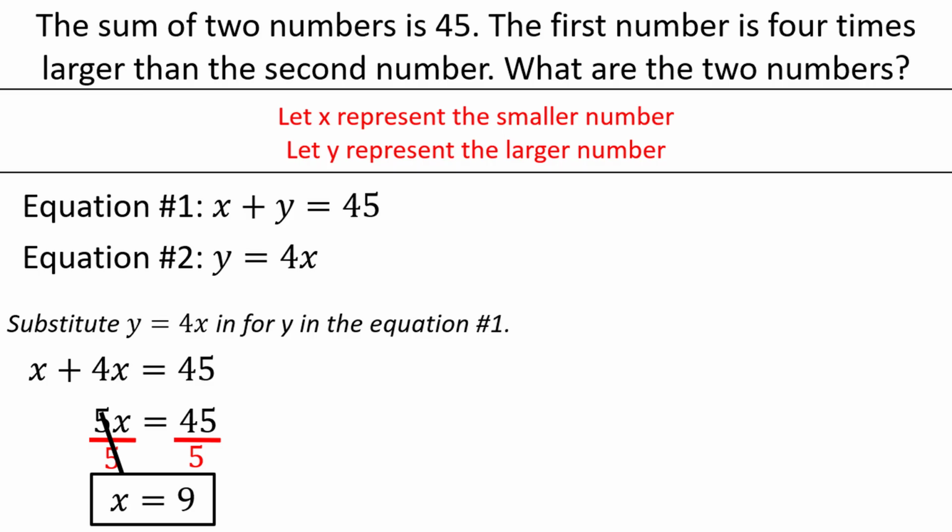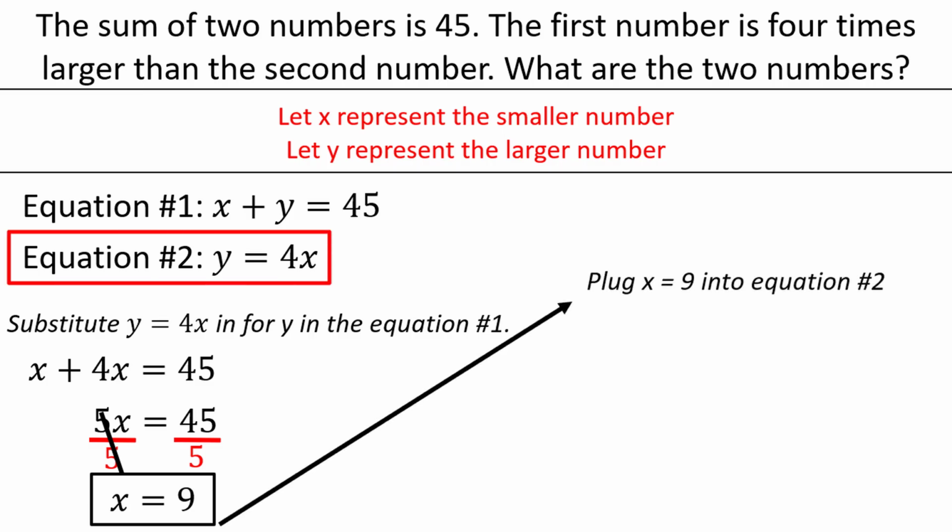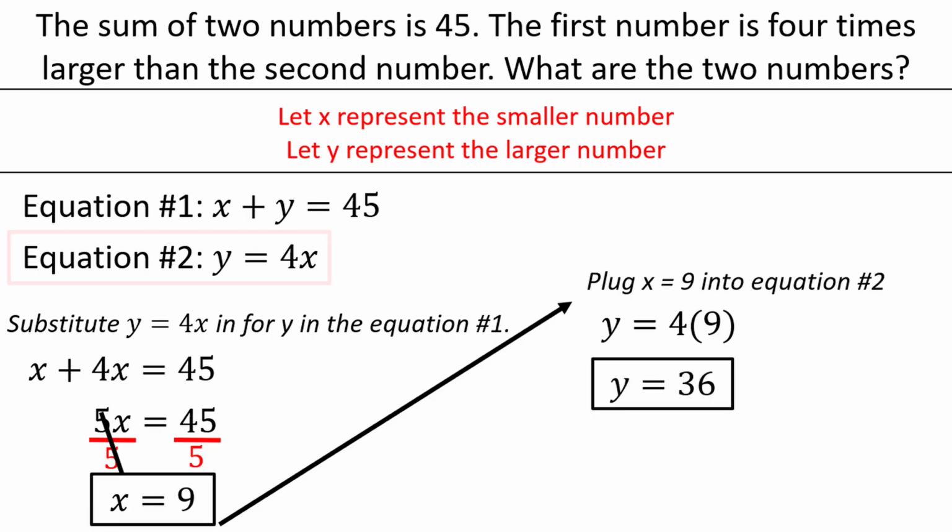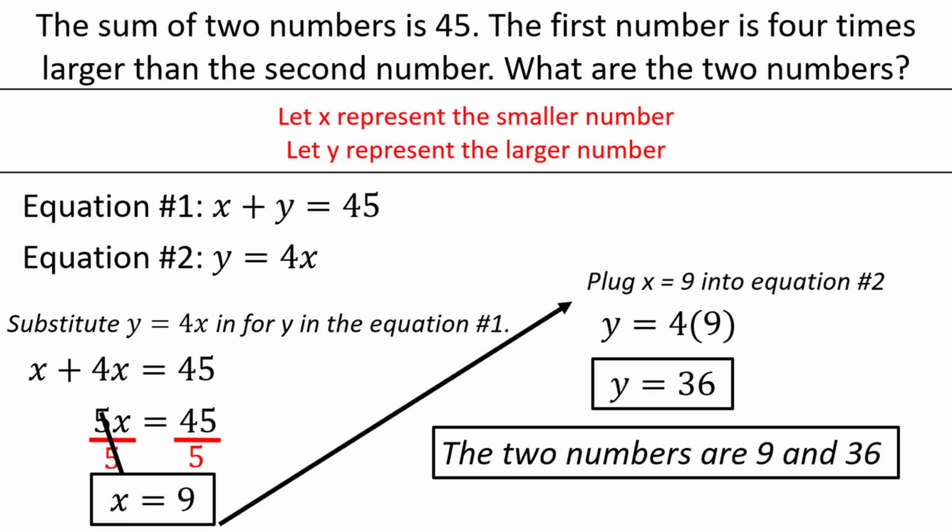We can plug x equals 9 into either of our original equations to solve for y. I'm going to use our second equation, which is y is equal to 4x. But we just found out that x is equal to 9, so that means y must be equal to 4 times 9, which is 36. Therefore, the two numbers are 9 and 36.